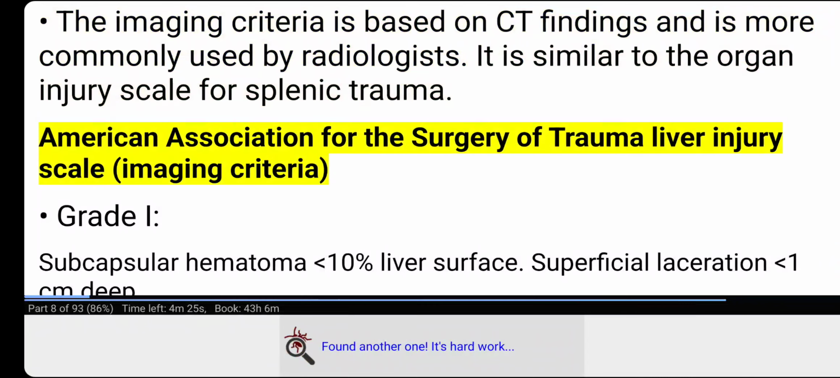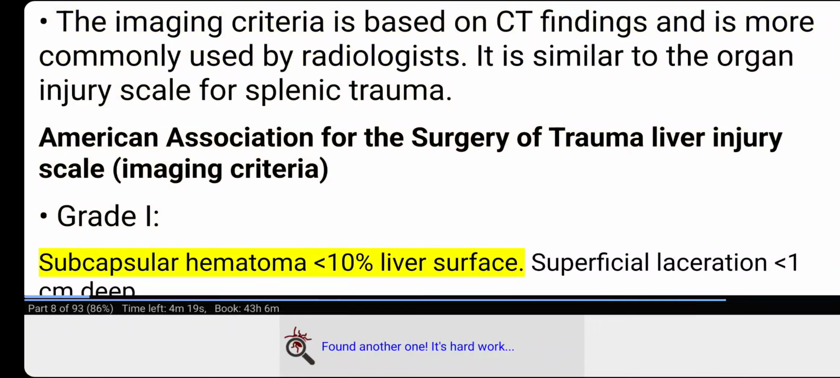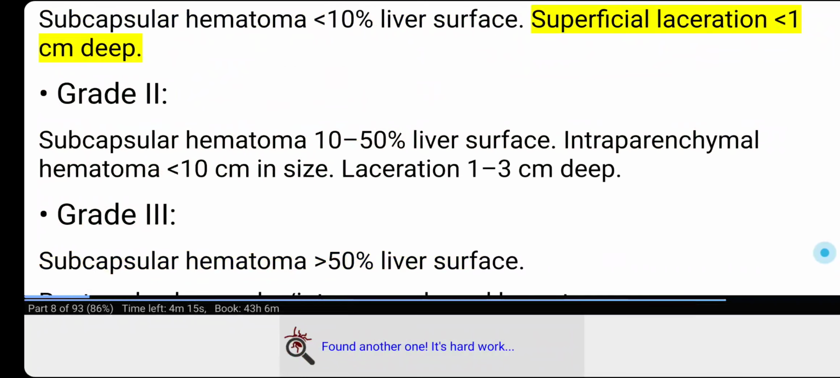American Association for the Surgery of Trauma Liver Injury Scale Imaging Criteria. Grade 1. Subcapsular hematoma less than 10% liver surface. Superficial laceration less than 1 cm deep. Grade 2. Subcapsular hematoma 10 to 50% liver surface. Intraparenchymal hematoma less than 10 cm in size. Laceration 1 to 3 cm deep.